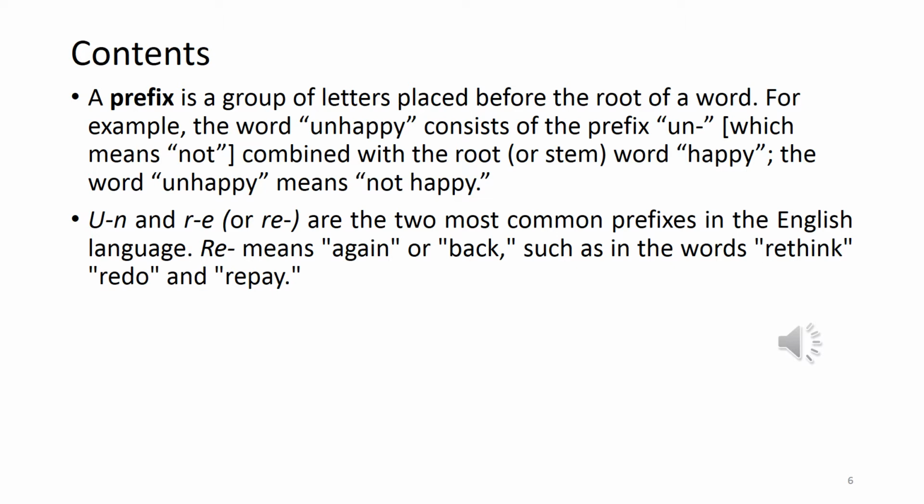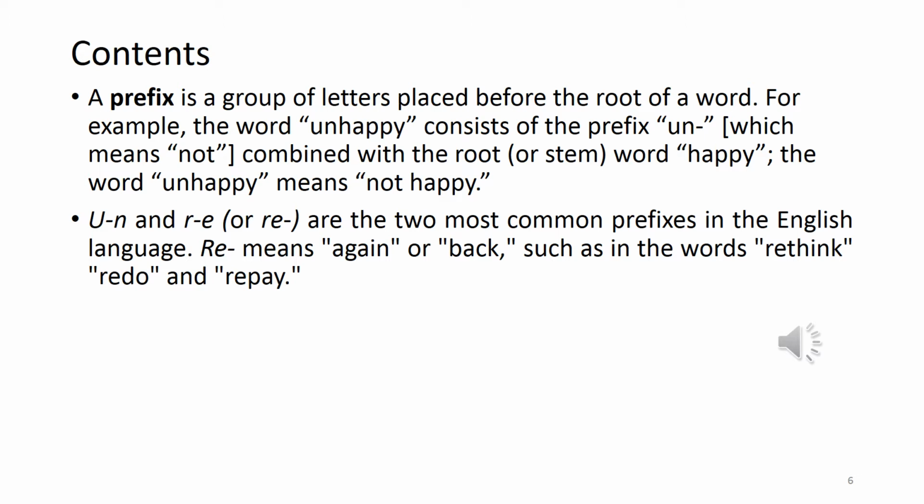A prefix is a group of letters placed before the root of a word. For example, the word unhappy consists of the prefix un, which means not, combined with the root word, or it is also called a stem word, happy. The word unhappy means not happy. So, a prefix is a word which is added before the root word or stem word.